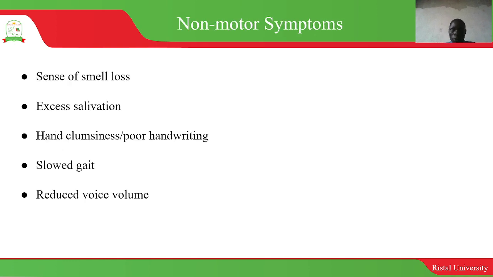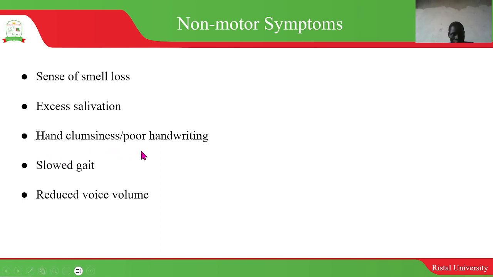Now, we also have the non-motor symptoms. Always these people have an altered sense of smell. They lose some smell. They are not able to smell certain things because that threshold is lost. There's also excessive salivation, some kind of drooling, because muscles are already compromised. So control of saliva is also affected.